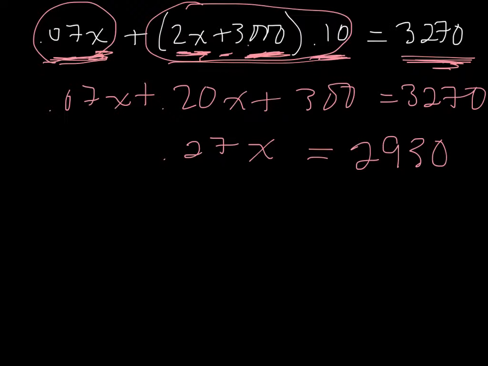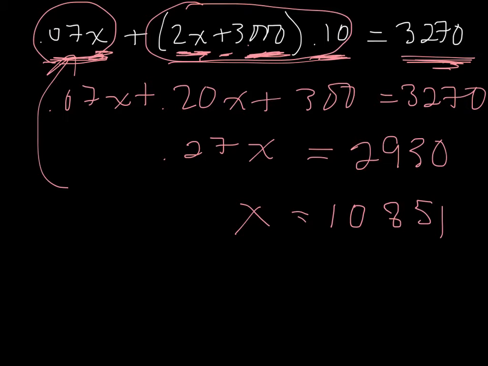Is that right? No, 2970. Is that right? No, 2930 is right. Okay, and now divide both sides by 0.27. So 2930 divided by 0.27. Ooh, that's a lot of money. So $10,851, and that's x. That's how much they would have invested at 7%.